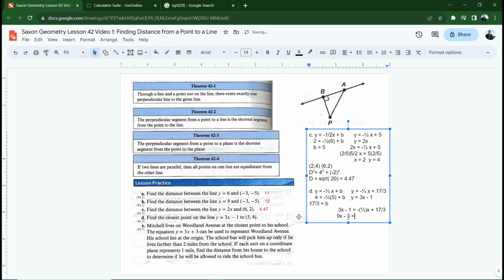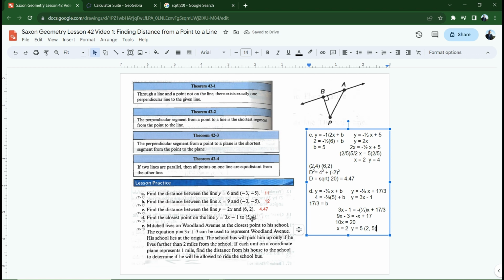9x minus 3 equals negative x, because I multiplied it by 3, plus 17. That looks like it's going to be a little more workable. So now I'm going to add x to both sides. That's going to give me 10x on this side and get rid of the x on the other. And I'm just going to right away add 3 to both sides as well. That gets rid of the 3 on this side and makes the other side 20, or x equals 2. And that means if x equals 2, y equals, let's see, 2 times 3 is 6, minus 1 is 5, y equals 5.